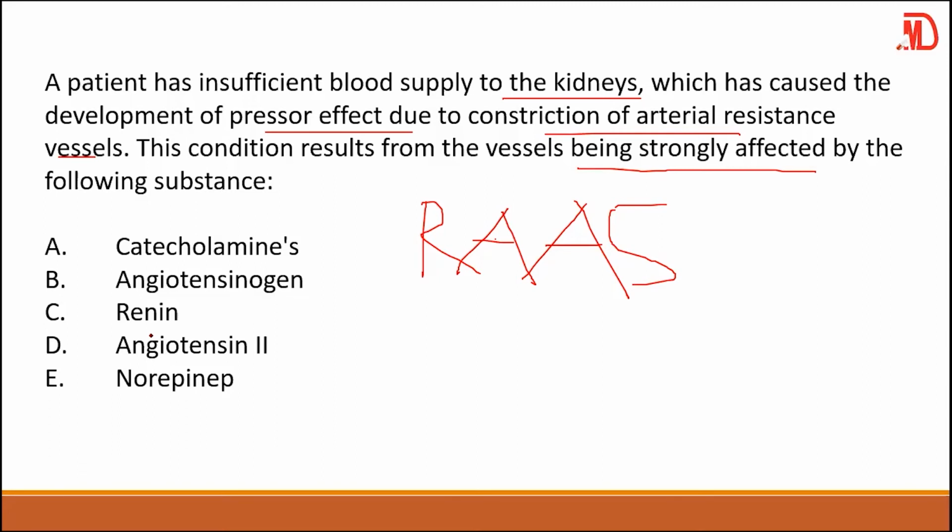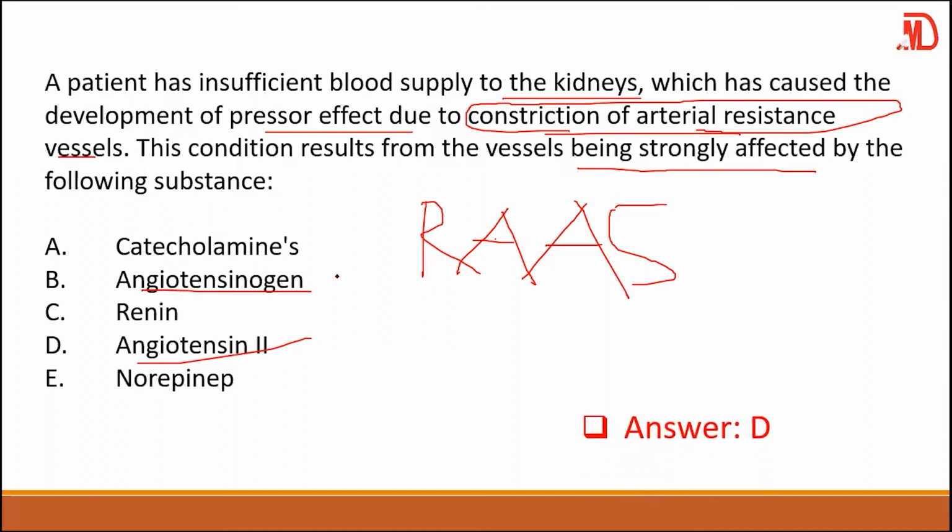But the question is, what is responsible for the constriction of arterial resistance vessels? The exact substance responsible is angiotensin 2. Don't forget, renin will convert angiotensinogen to angiotensin 1, and that angiotensin 1 will be converted to angiotensin 2, which is needed for the vessel constriction. So the exact substance is angiotensin 2. So over here, we're looking at D. Not norepinephrine. All right.